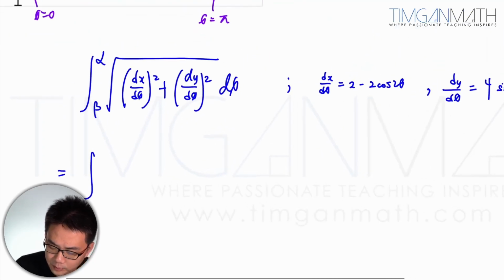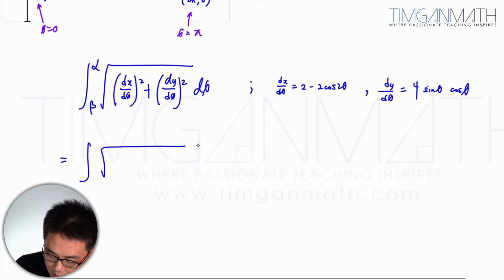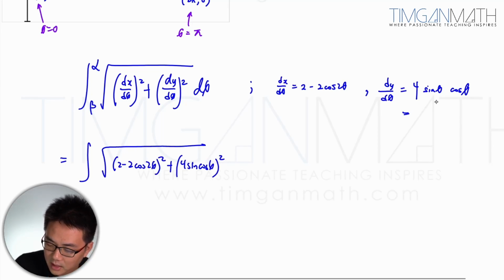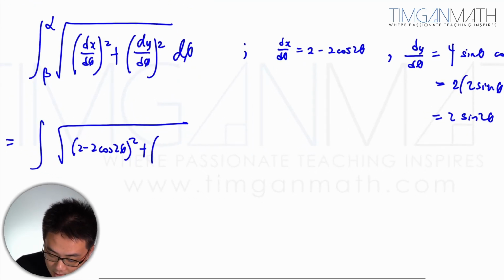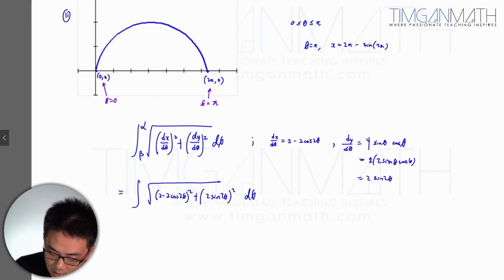What we're going to get is (2 minus 2 cos 2 theta) squared plus (4 sine theta cosine theta) squared. Actually, this could be simplified. I will simplify 4 sine theta cosine theta to 2 sine 2 theta. I think it's probably easier, because I see that this is a double angle as well, so I do not want too many gibberish terms inside. Then after which we talk about the boundary condition here.